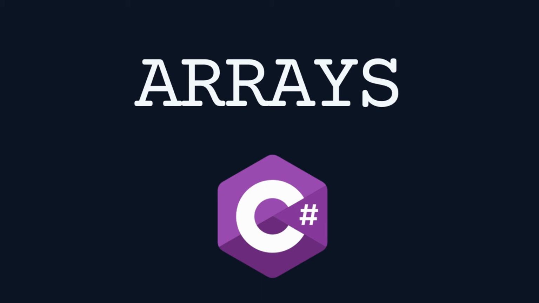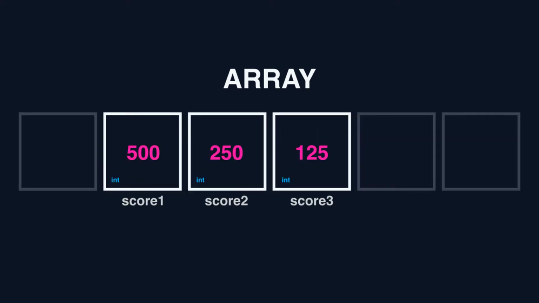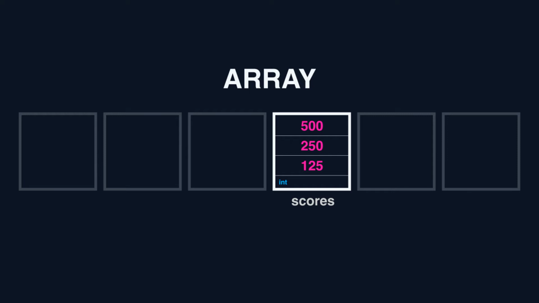Hey guys, so let's talk about arrays. An array is a data structure that can store multiple values of the same type. Imagine we want to store a list of scores. Instead of storing each score in individual variables, we can store them all together in a single array.